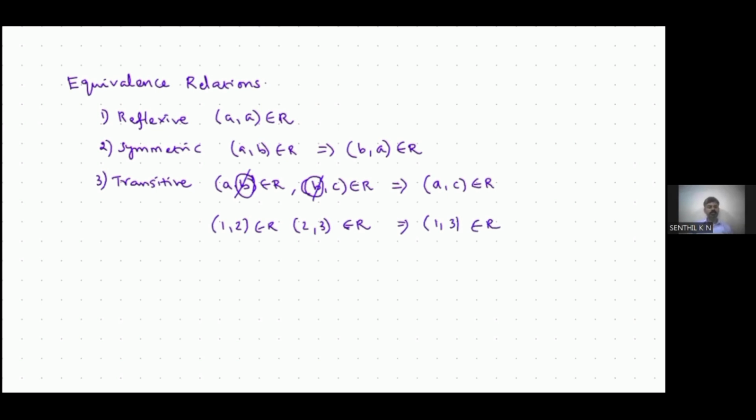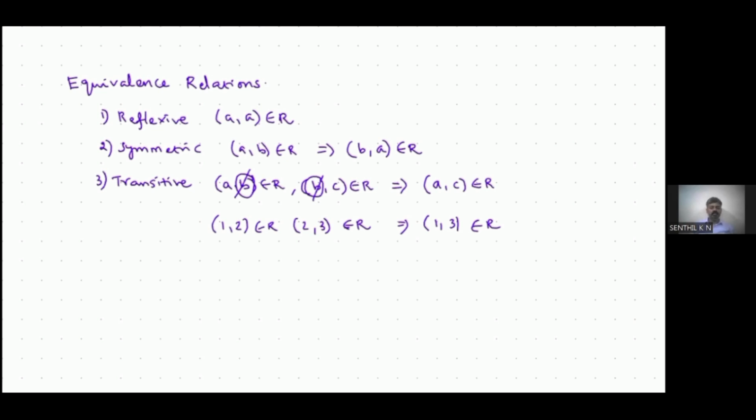A relation is said to be an equivalence relation means it must satisfy three conditions. The first is reflexive, the second is symmetric, and the third is transitive. Reflexive means the elements should be in the form of (a, a). Symmetric means if (a, b) is in R, there is a reversal element in the form of (b, a) that also belongs to R.